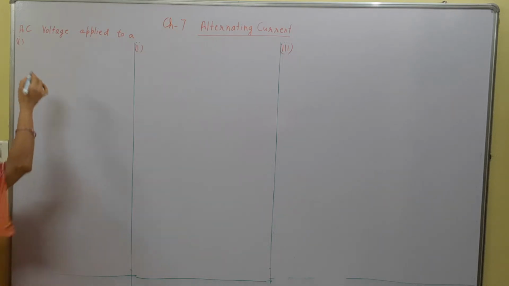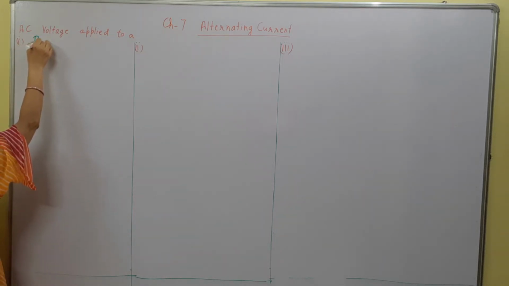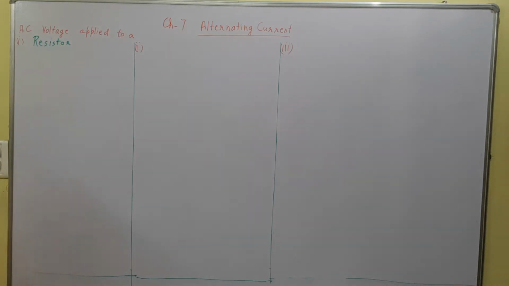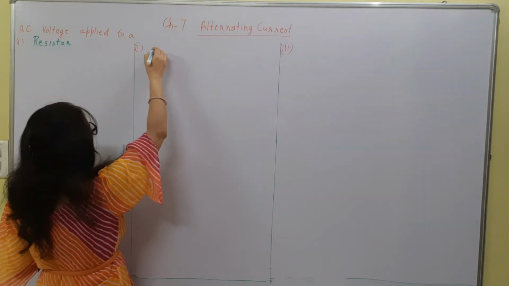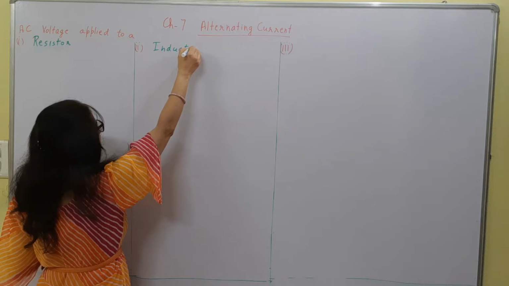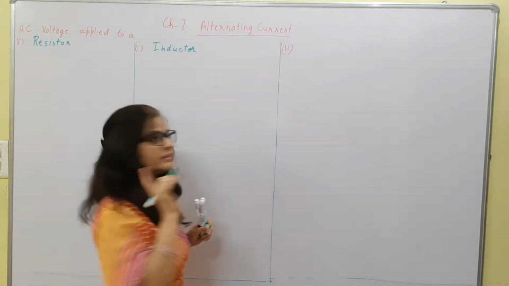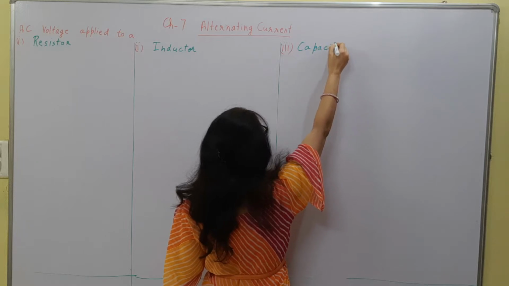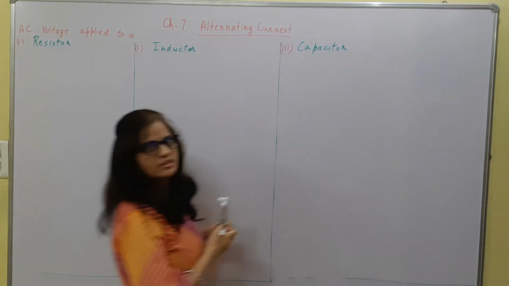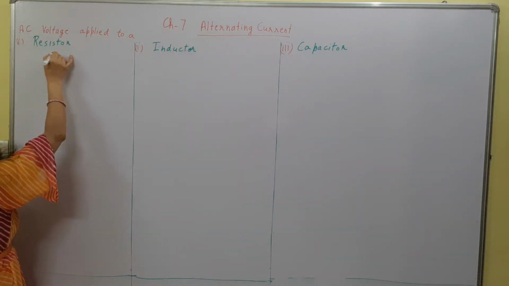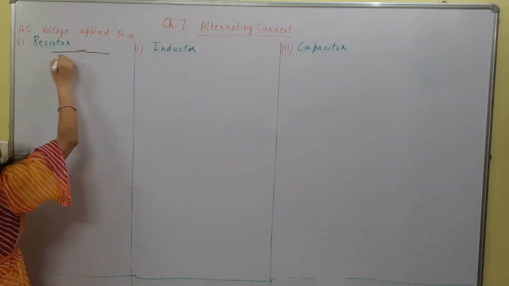So let's consider a case where the AC is applied to a resistor. The second case is AC applied to an inductor, and the third case is AC applied to a capacitor. So when it is applied to a resistor, we can draw the diagram like this.